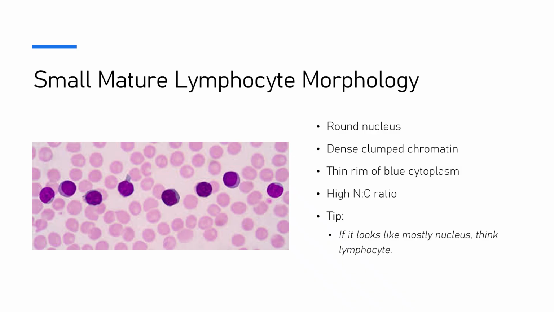Here's a helpful practical tip when scanning the smear. If the cell looks like it's almost all nucleus, your first thought should probably be lymphocyte. Another point to keep in mind is that lymphocytes are typically about the same size as red blood cells, or sometimes just slightly larger. That size comparison is actually really helpful when you're differentiating cells during a manual count. If you see a cell that's round, small, very dark, and roughly RBC sized, that's very likely a small mature lymphocyte. And once you start doing more smear reviews, your brain will start recognizing that pattern almost automatically.